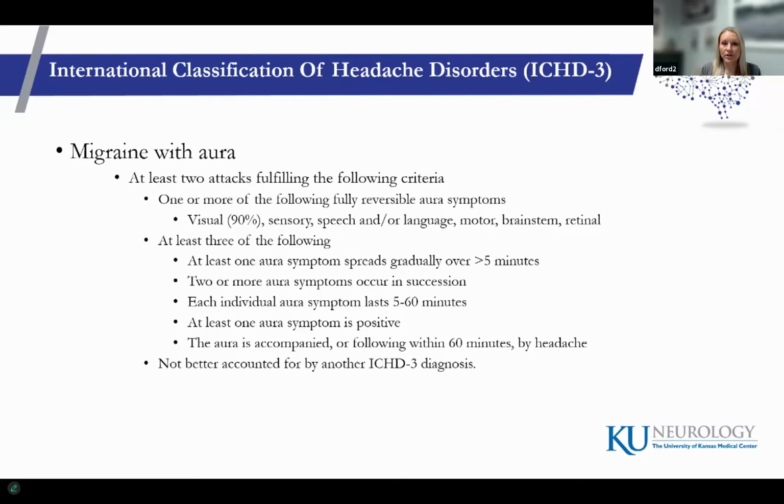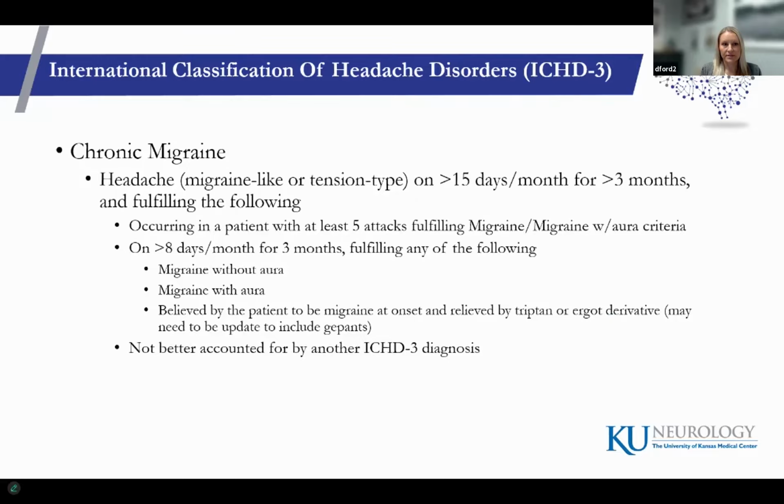We want the aura to spread gradually over about 5 minutes rather than coming on suddenly, having 2 or more aura symptoms in succession, and each individual aura symptom we'd like to be 5 to 60 minutes. There are some auras that are persistent and can be longer than 60 minutes, even lasting days, but that's a whole different ballgame, and we do a big workup on that because we worry about other causes. So anytime you have something that goes outside of this, it's kind of a red flag for us. And then typically within 60 minutes, you should have a headache after that time.